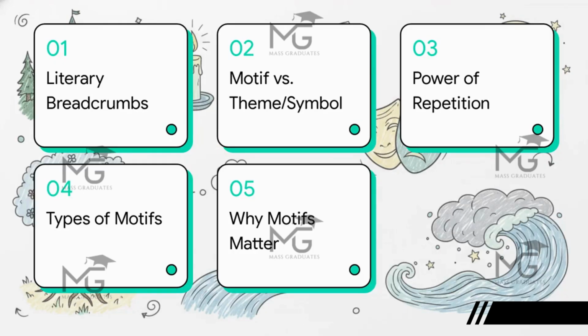So here's our roadmap for today. We're going to define these literary breadcrumbs. Then we'll untangle them from themes and symbols, because that gets confusing. After that, we'll get into the real power of repetition, check out the different kinds of motifs, and wrap up with why spotting them is a total game changer for you as a reader.